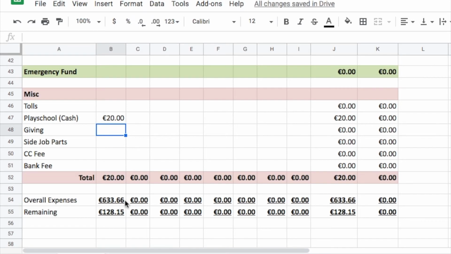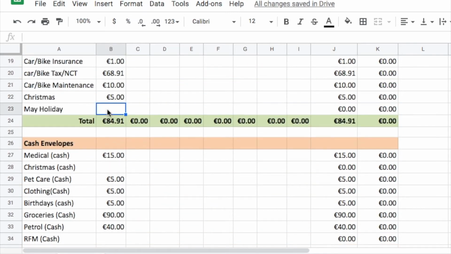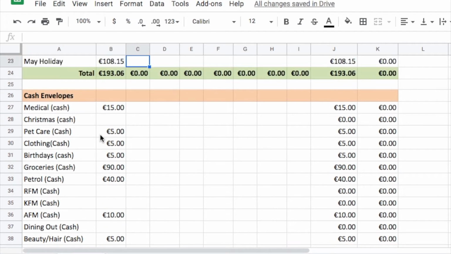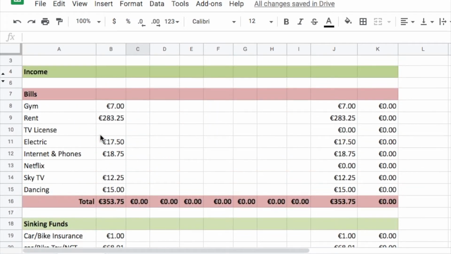So you can see we've budgeted €633.66. So then in our May holiday, we're going to add €108.15. And that is everything. That is everything for this paycheck to paycheck budget.